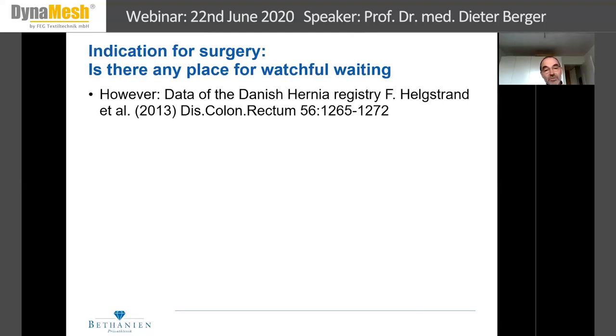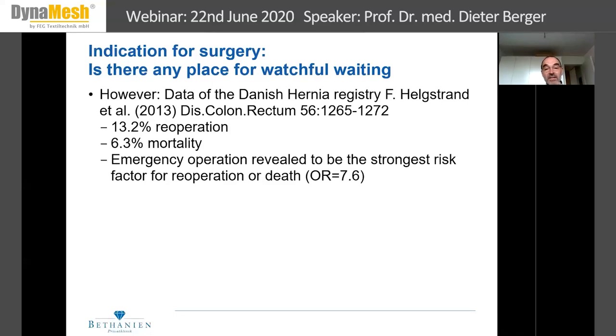However, this is a publication from the Danish Hernia Registry, 7 years old, which was quite impressive, because they showed 32% reoperation after surgical repair of parastomal hernia. They found a 6.3% mortality in this patient group, and the only risk factor for reoperation or death is emergency operation, which enhances the risk by a factor of almost 8. So it should be kept in mind that in an emergency case, the patient has a very great risk of complication or even death.